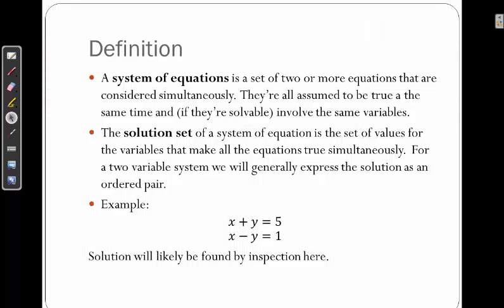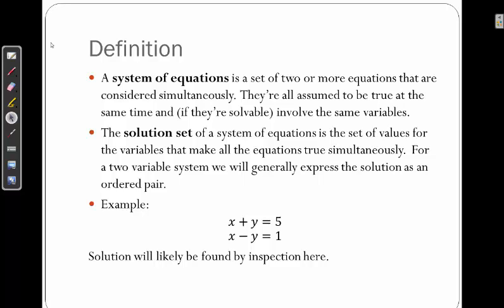We're going to start out with some definitions. A system of equations is a set of two or more equations that are considered simultaneously. That is, they're all assumed to be true at the same time. The solution set of a system of equations is the set of values for the variables that make all the equations true simultaneously. For a two-variable system that we're going to be looking at in this section, we'll generally express the solution as an ordered pair.